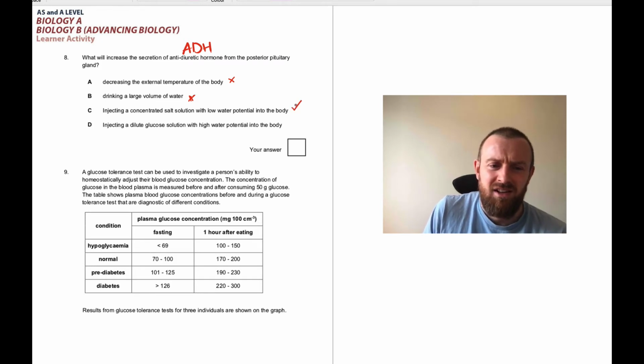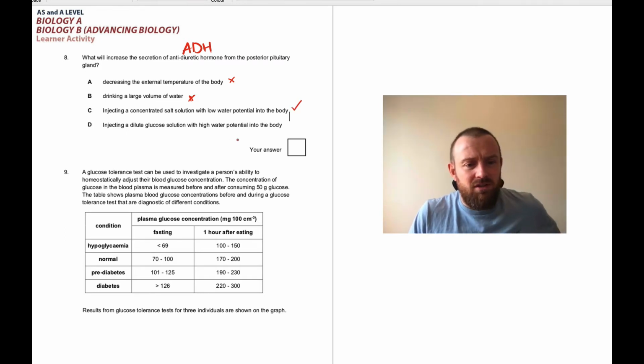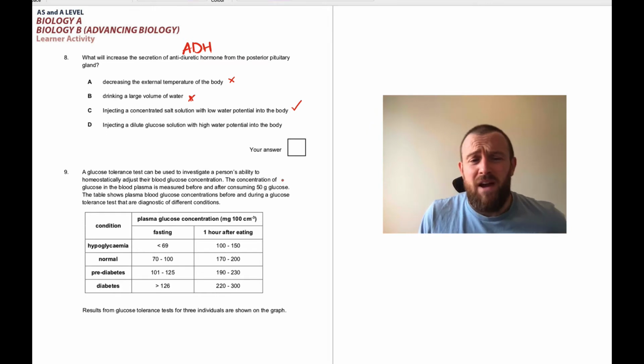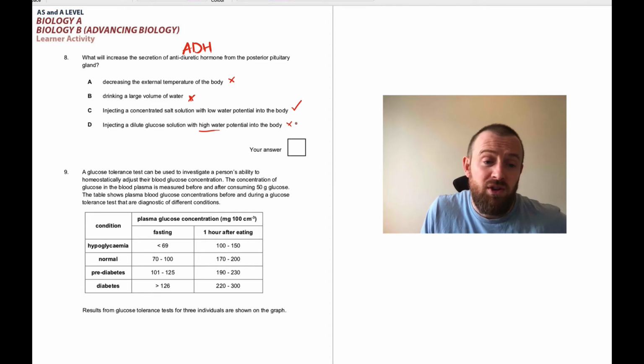So yes. Injecting a dilute glucose solution with high water potential into the body, no, that wouldn't affect it. If it's dilute with high water potential, it would make you pee more. So the answer is C.